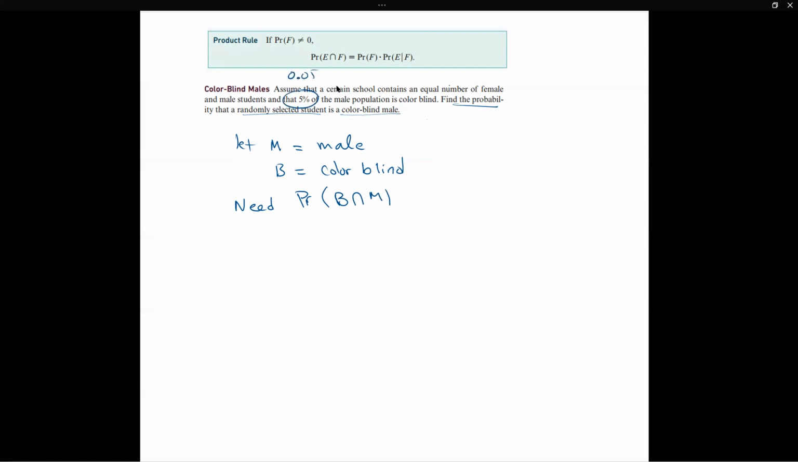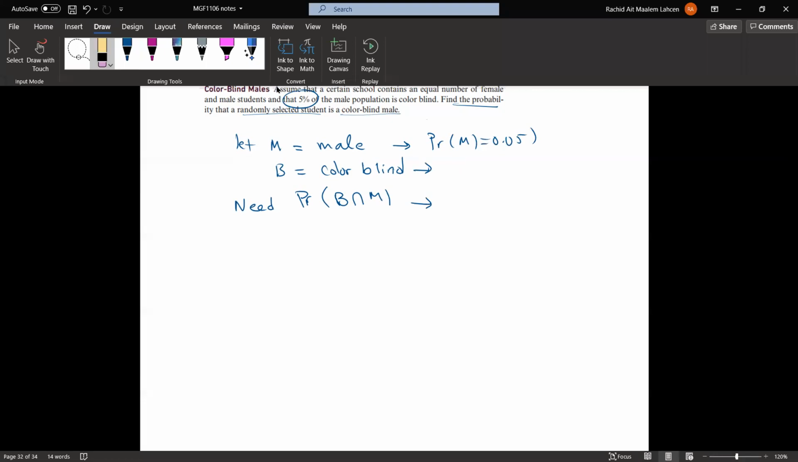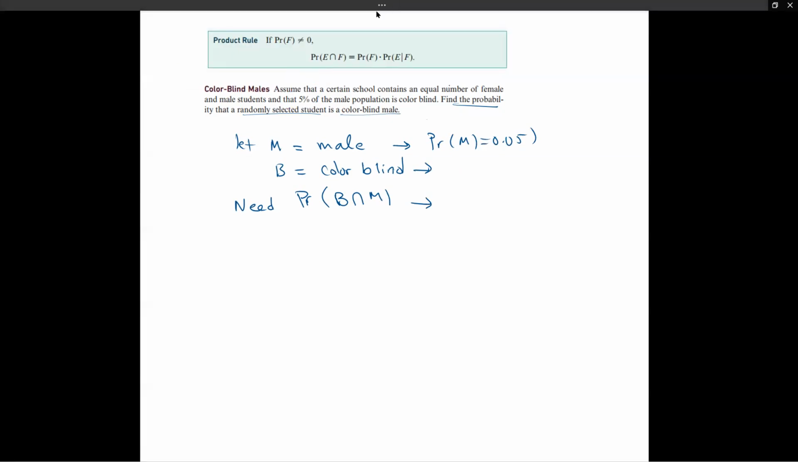So 0.05 is the male one. And so now let's see. Assume that a certain school contains an equal number of female and male, and that 5% of the male population is colorblind, right? This one here is this one here. Find the probability that a randomly selected student is a colorblind male, right?